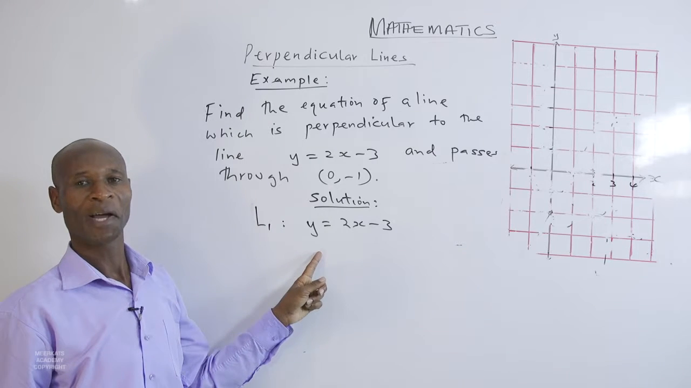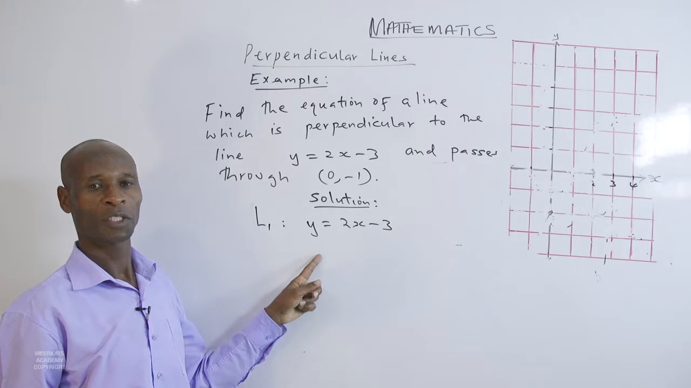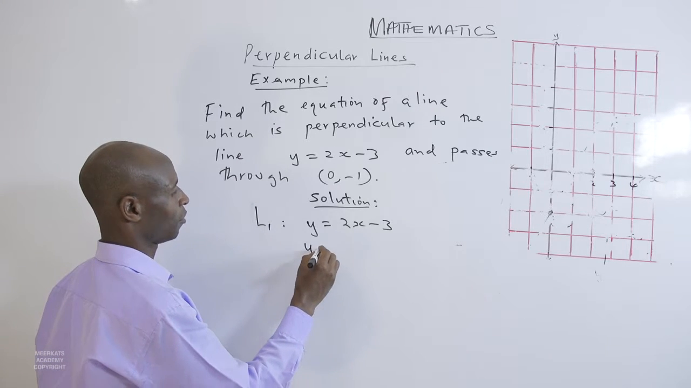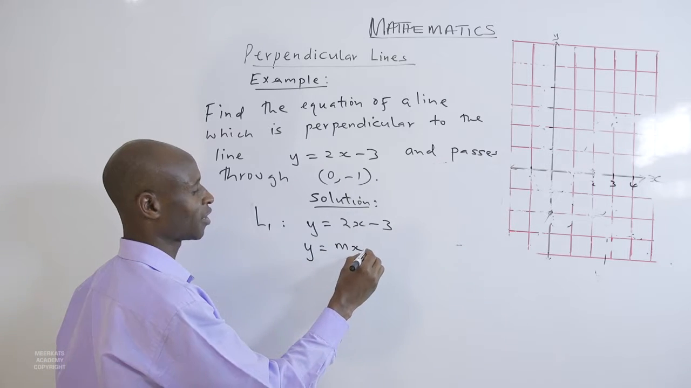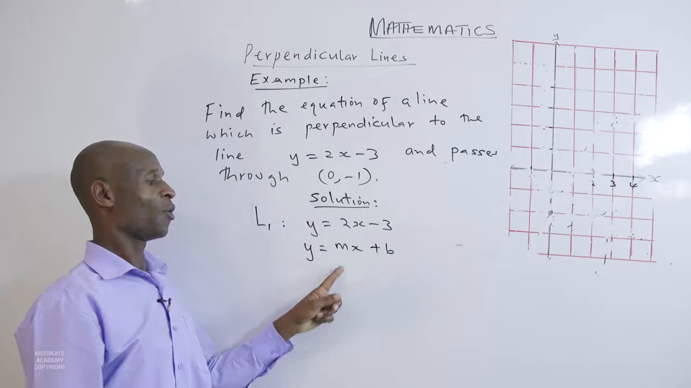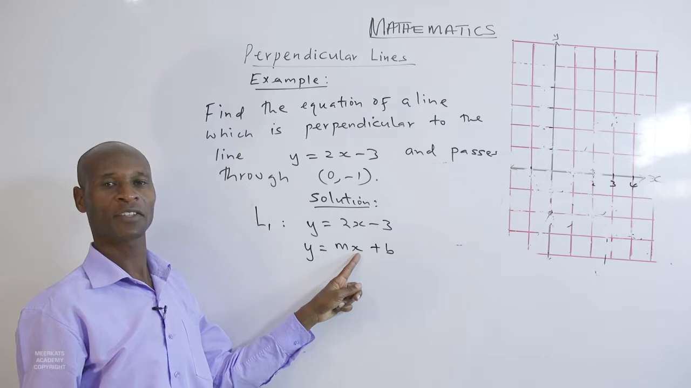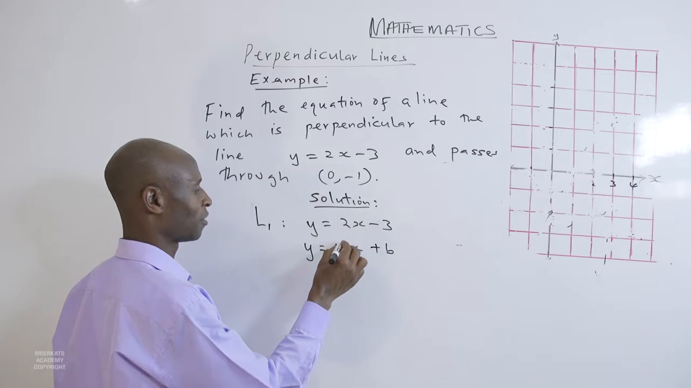So from this line 1, we can get the gradient by comparing with the general equation of a straight line, y is equal to mx plus b, where m represents the gradient and is the coefficient of x, and b represents y-intercept.